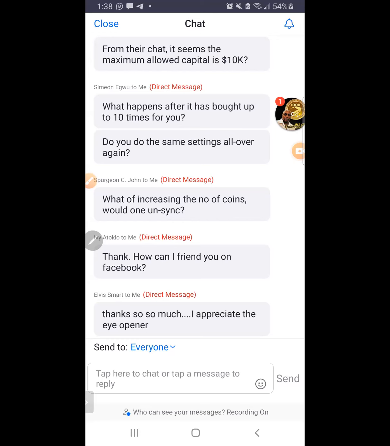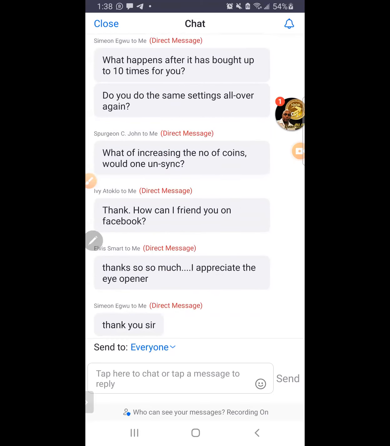What of increasing the number of coins? Would one unsync? Yes. If you want to increase the number of coins, you need to cancel the sync. Click cancel sync and then put 10 again and then increase the number of coins.